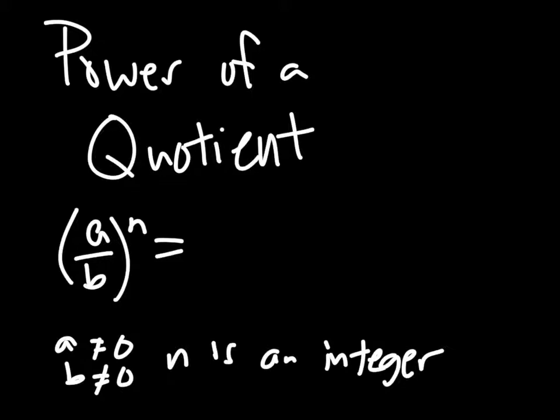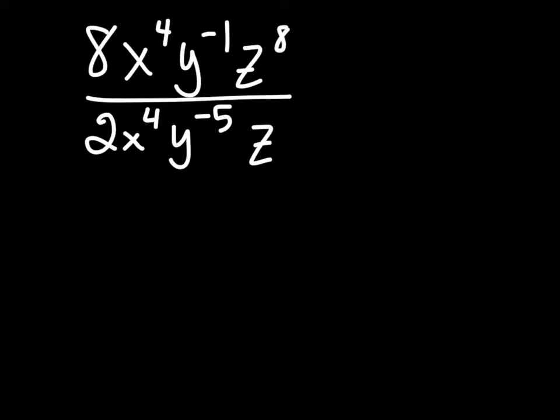Well, it's similar to the power of a product property that we saw. We have to apply this exponent to both pieces of the base, both the numerator and the denominator. So this is equal to a to the n over b to the n. And this is applicable as long as a and b aren't 0, and n needs to be an integer. So here's an example. We're going to look at 2 examples, and we're all done today.